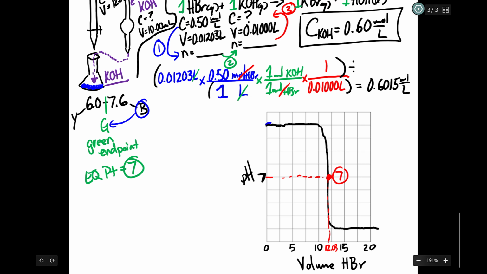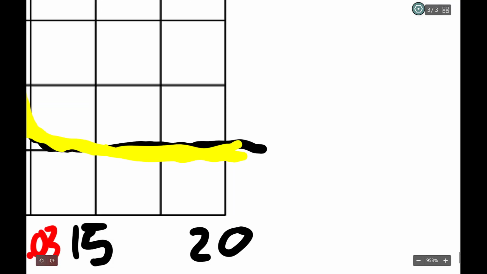So the solution would be blue, blue, blue, like this, throughout this region because of the indicator. And then it would turn green in this area. So I would stop my titration there. And if I overshot the titration, then it would be yellow down there. And that's how the sample would look depending on if you stop this at the right time.